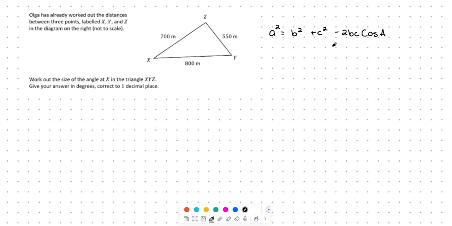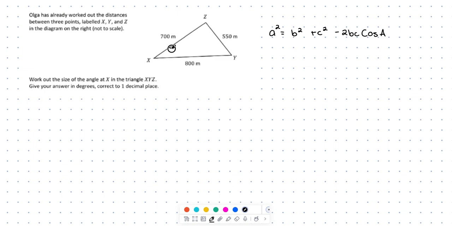Now, there are other videos that I have that break down what this is, where it comes from, all of that. In this video, we're just looking at purely how to apply it to solve a problem. So, in this question, we're told that Olga has already worked out the distances between 3 points labelled X, Y and Z in the diagram on the right, not drawn to scale, obviously, that's not 800 meters. And we have to work out the size of the angle at X.